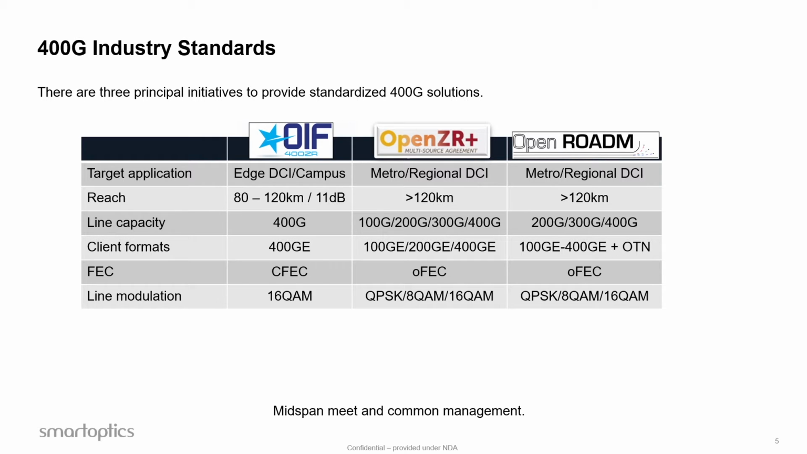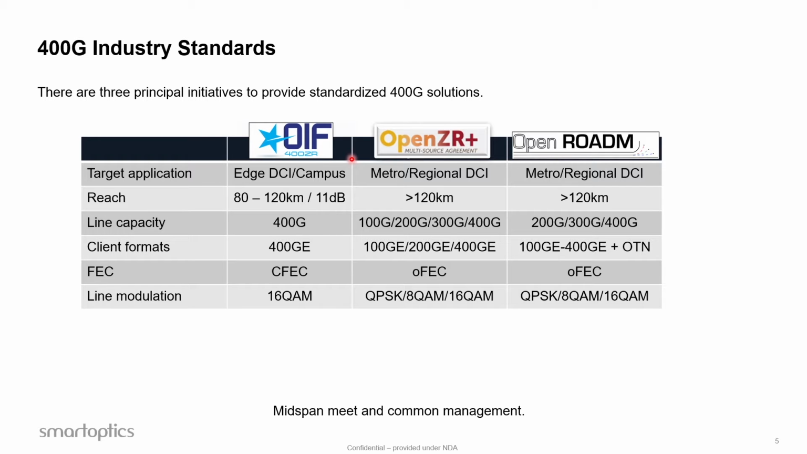If you want to have a little bit better transport capability and want to be able to go longer distances and use it in a more transport-like condition, you're very likely to want to use the OpenZR+ standard. This is actually not a standard yet, it's just a multi-source agreement, but this is an evolution of the OIF-based 400ZR, where additional functionality has been added, so we can get a little bit longer distances out of it. So we can now go significantly longer than 120 kilometers. I'll come back to the reaches a little bit later in this presentation.